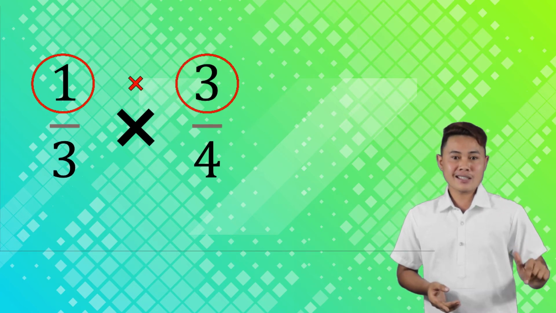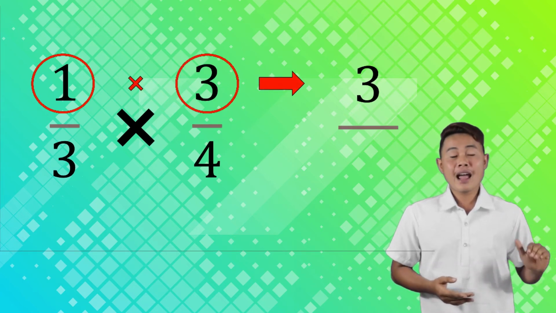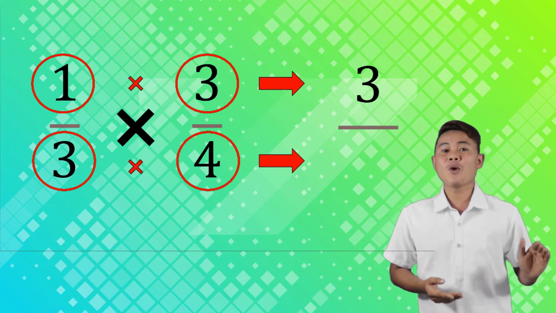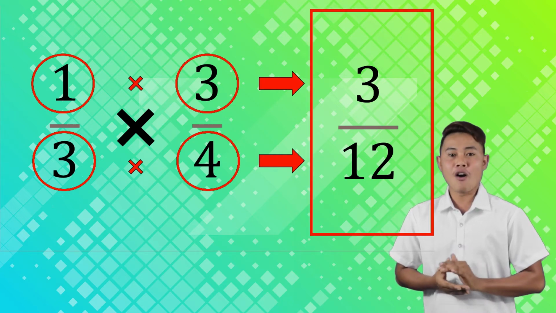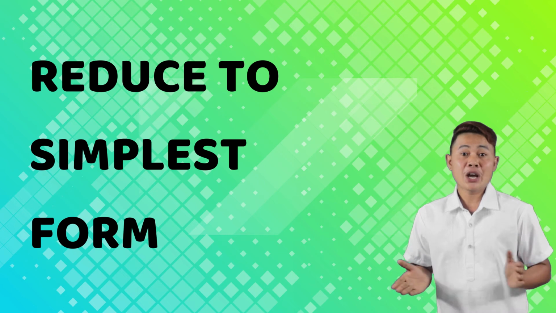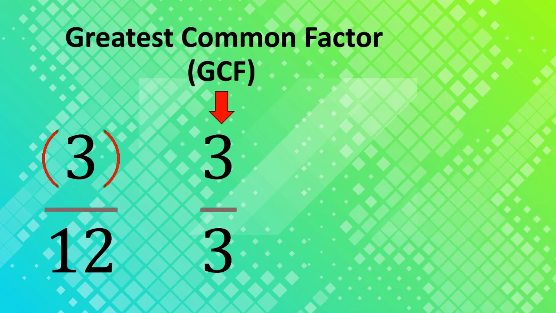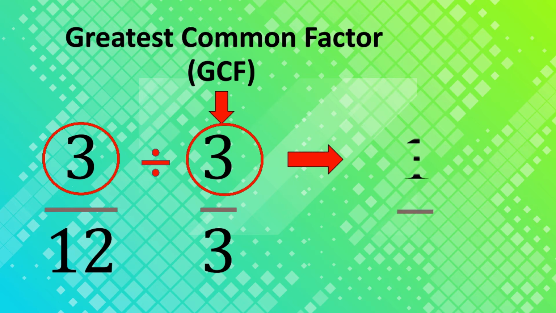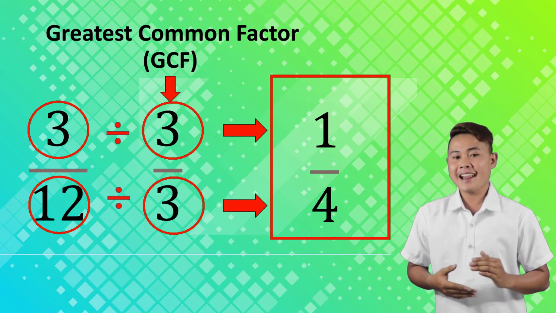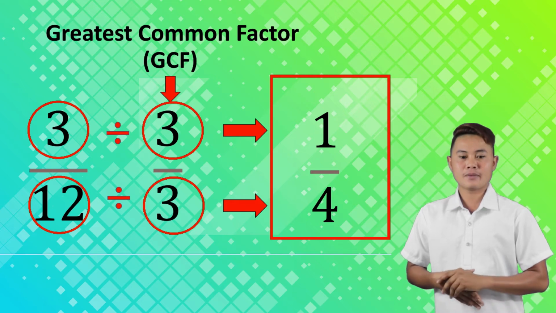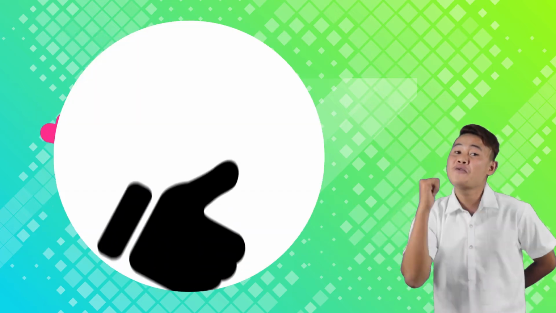Time is up. Let's check if you get it right. 1 times 3 is 3. 3 times 4 is 12. So, the partial answer is 3 over 12. Reduce to simplest form. Therefore, your final answer is 1/4. Did you get it right? Very good.